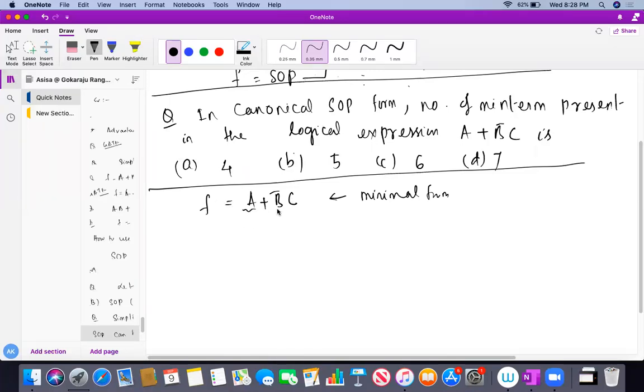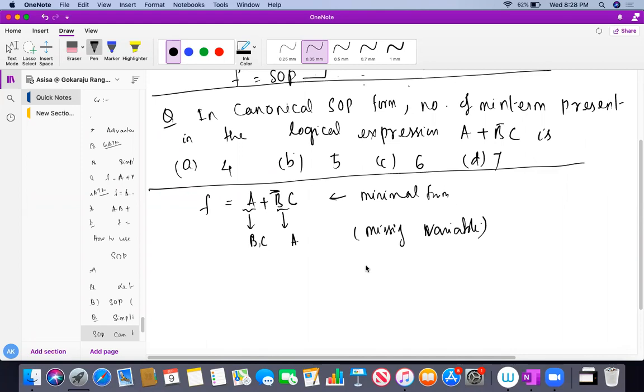First of all, in each term, very simple, you know this very well also. Step 1: identify the missing variables. What are the missing variables here? Here the missing variables are B and C. What is the missing variable here? In the second term, A. So the first step is to identify the missing variables.